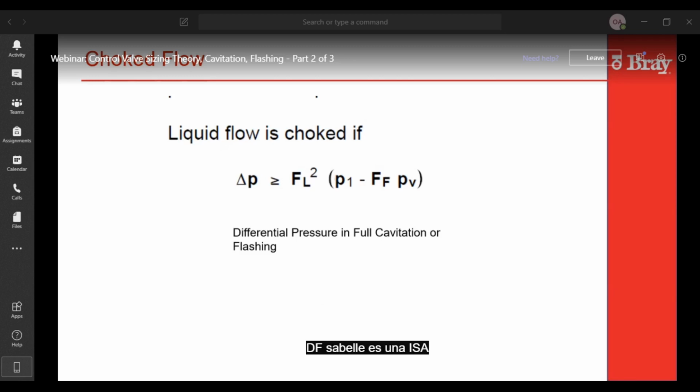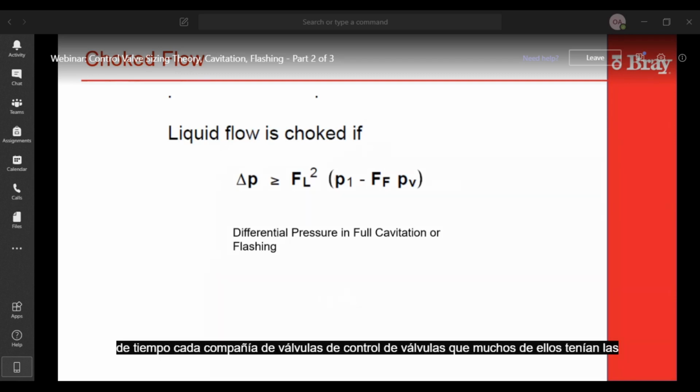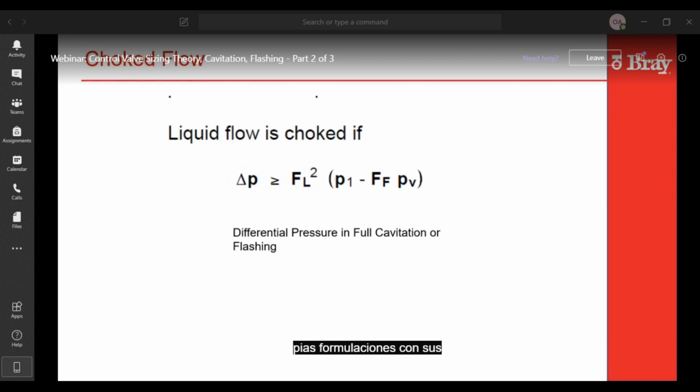The F sub L is an ISA term that now everybody has pretty much accepted and translated their formulas into. For a period of time, a lot of control valve companies had their own signifiers of what the recovery factor was. Mason-Neilan used to call it C sub F, and Fisher used K sub M, which just recently they've converted to the ISA standard of F sub L.